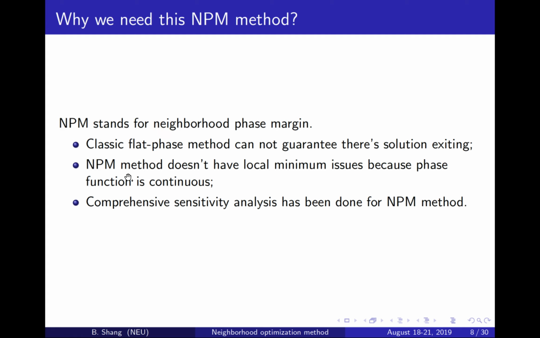The second one, the NPM method doesn't have local minimum issues because the phase function is continuous. Some of the optimization-based methods have used indices such as ITAE. However, those indices are not continuous. That means they have local minimum issues. If the optimization function goes to a local minimum, the result is not going to be the global optimum.